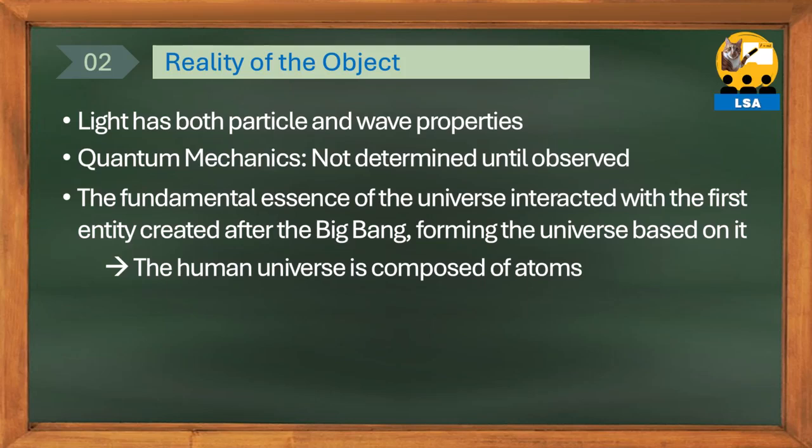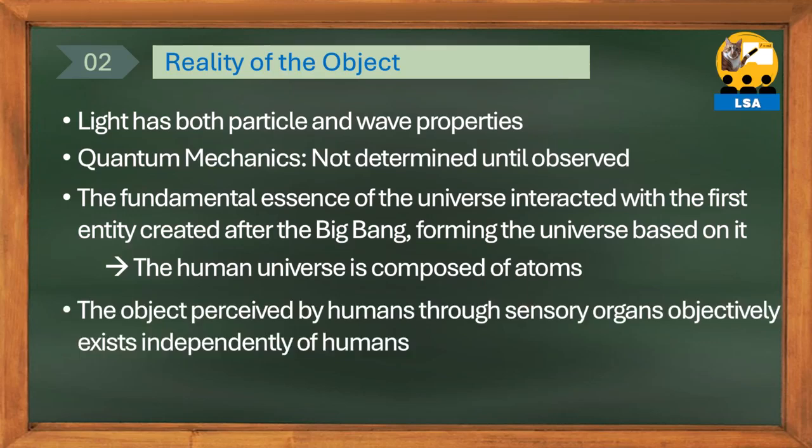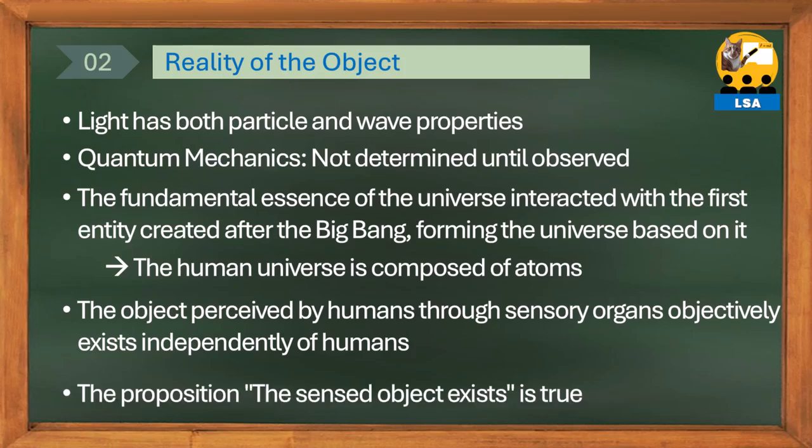Since Lee's Science Academy is a classroom delivering basic knowledge to students, unless specifically mentioned, we maintain the position that the object perceived by humans through sensory organs, according to the human cognitive system, objectively exists independently of humans, and we accept expressions about that reality as correct. So we accept the proposition "the sensed object exists" as true. Therefore, what is visible is real. You can say it exists because you saw it, and you believe it.